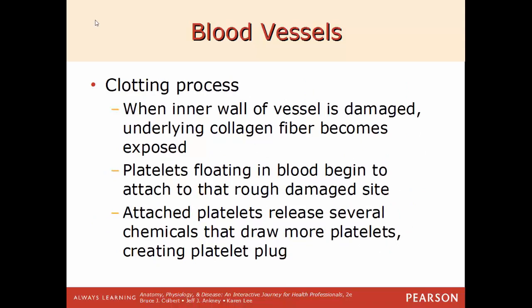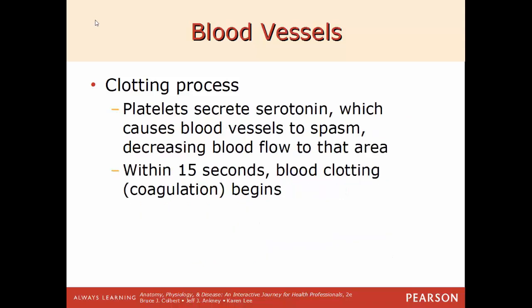Now, when the inner wall of a blood vessel gets damaged, the underlying collagen fibers become exposed. As the platelets are floating by within the blood, they stick to the damaged ends of these collagen fibers. These platelets will attach to each other and get larger and larger, creating what's called a platelet plug. Now, these platelets will secrete serotonin, which will cause the blood vessels to spasm, basically constricting to lessen the amount of blood that could be lost.